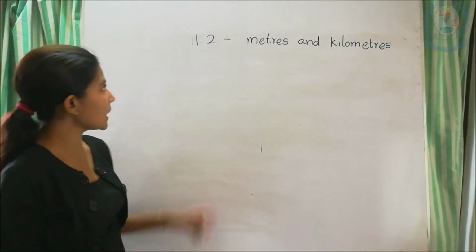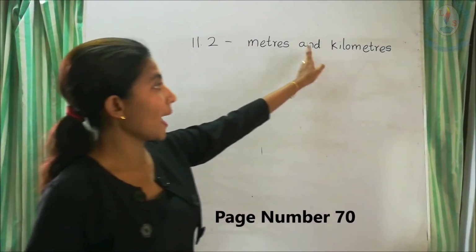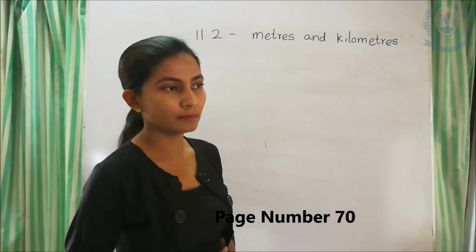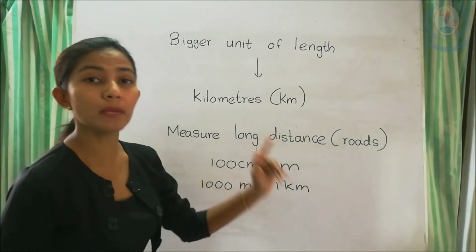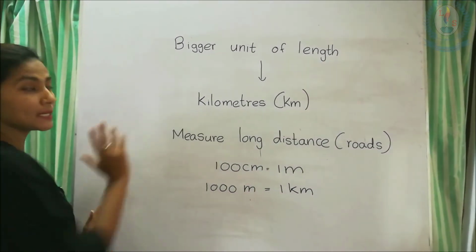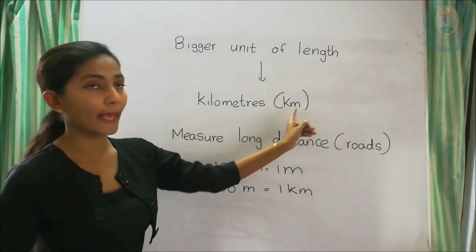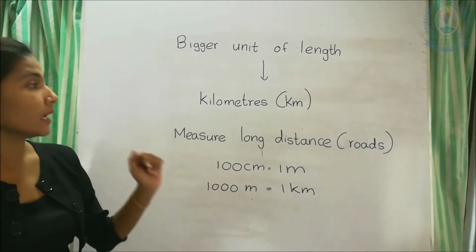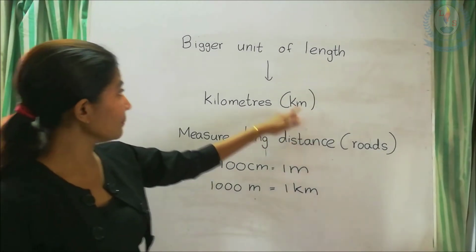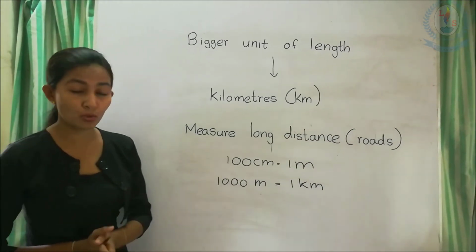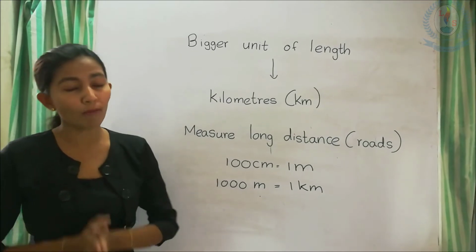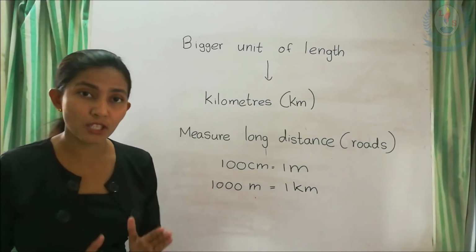Hi students, once again we met with my second video clip. So now we are going to start 11.2, meters and kilometers. The bigger unit of length is kilometers, right? So kilometer is denoted by km, the bigger unit of length. And kilometer is used to measure the length of long distances such as roads.